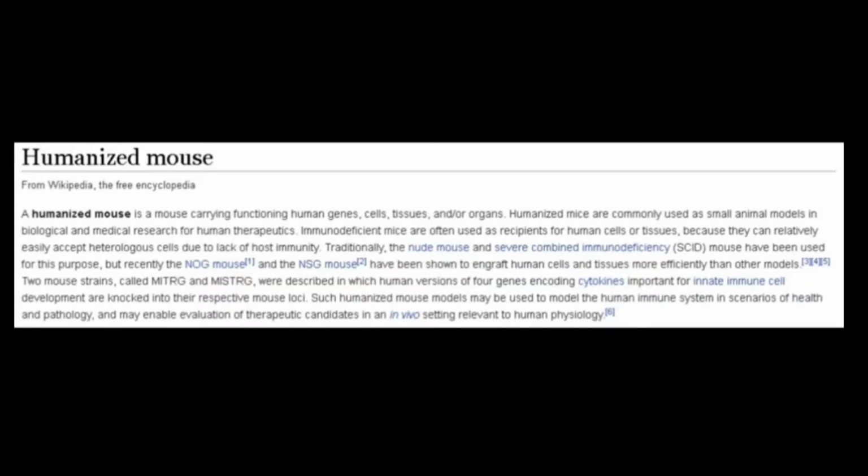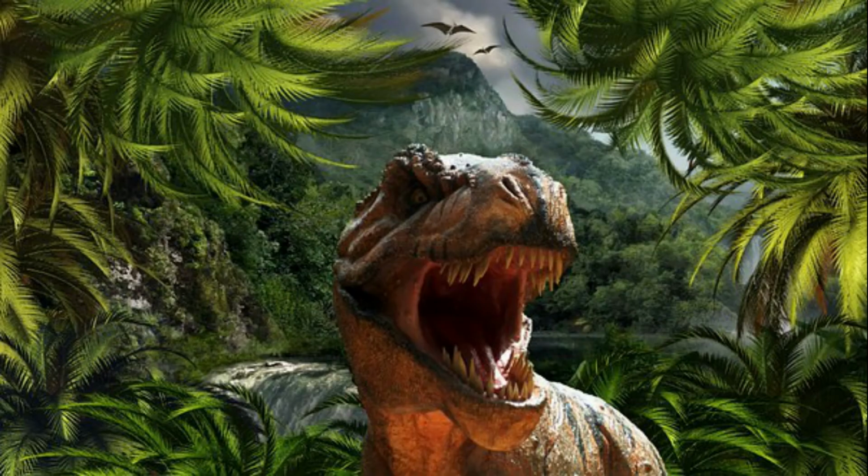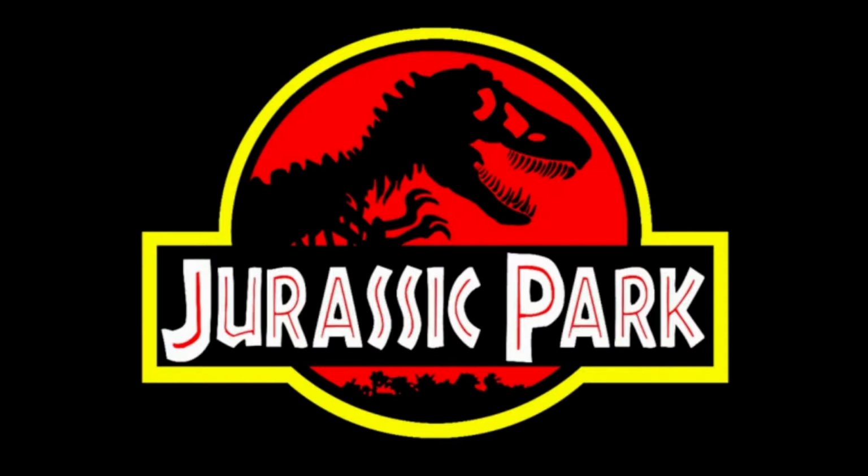You can see that with research animals. It takes a lot of time and effort to figure out how to put a human gene into a mouse, and a mouse is a lot closer to a human than a frog is to a dinosaur. The movies only get worse over time in this respect.